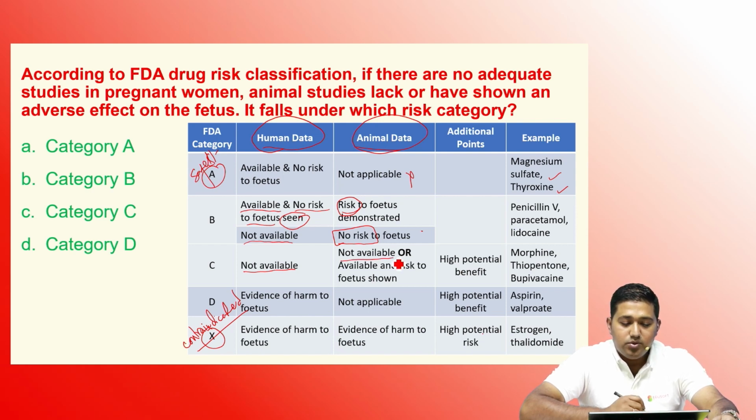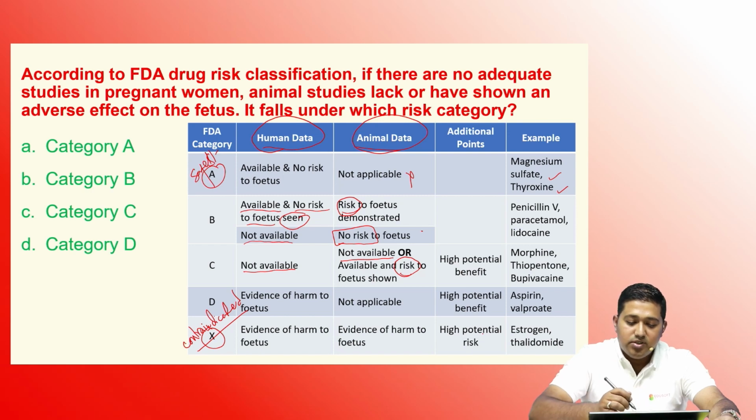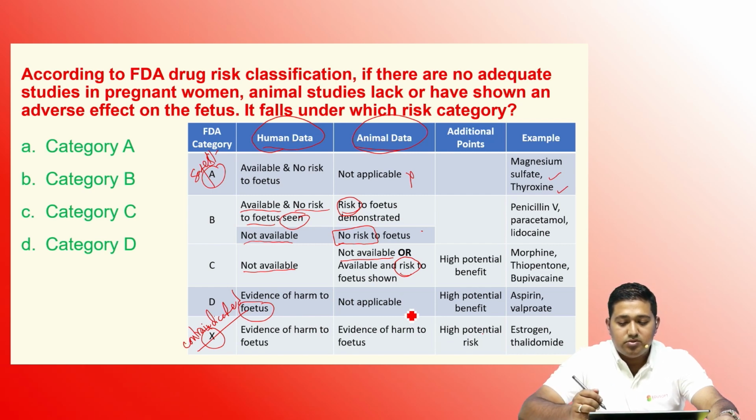If you move down the ladder to category D, there is evidence of harm to the fetus seen in the human studies. Human data is available, and once you have seen the harm in humans, you don't want to wait for the animal data. The example of this group of drugs would be aspirin and valproate. However, you might still want to use these drugs because they have a high potential of benefit to the mother.